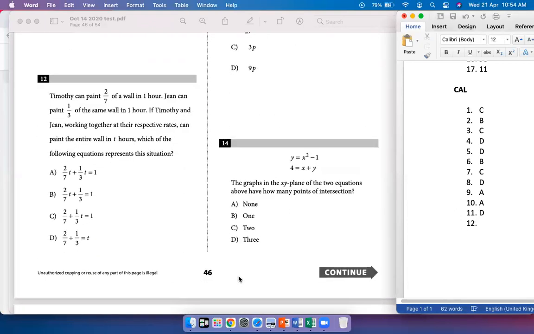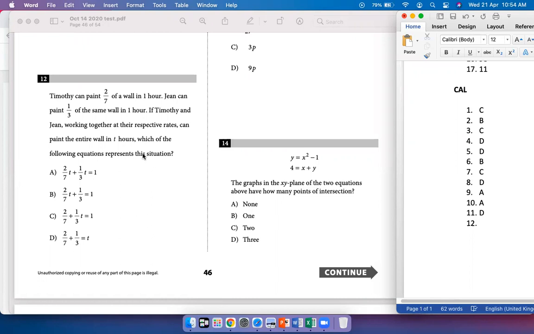Okay. Question 12. Timothy can paint 2/7 of a wall in 1 hour. Jean can paint 1/3 of the same wall in 1 hour. If Timothy and Jean, working together at their respective rates, can paint the entire wall in T hours, which of the following equations represents this situation?